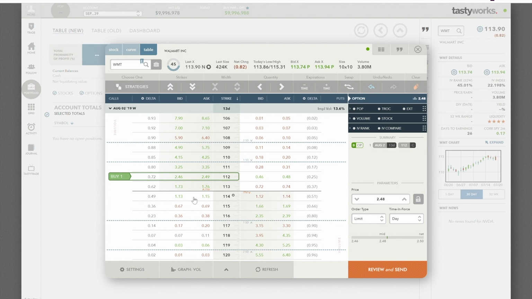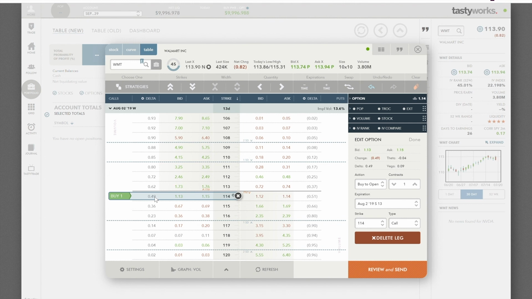So again, let's just quickly go through this. We paid $1.15 for a $114 call. Our delta is 0.49, basically 0.5. So in a $1 move, we're going to either make 50 cents if the stock moves up, or we're going to lose 50 cents if the stock goes down. And that's how you calculate it. The delta, this number, 49 cents, is telling you you're going to lose 49 cents or gain 49 cents per $1 move in the stock price. That's all there is to it.